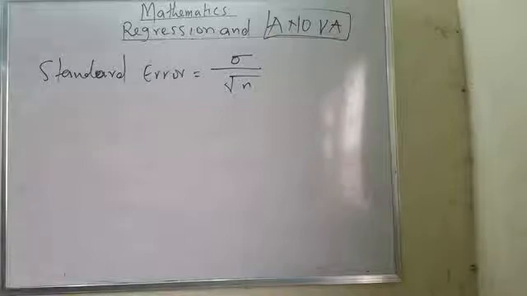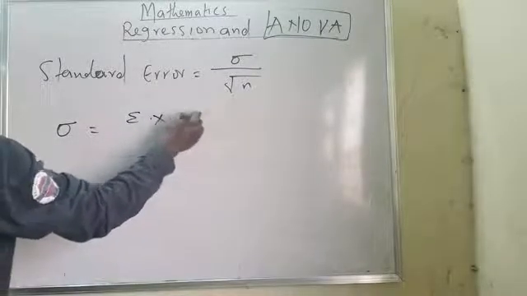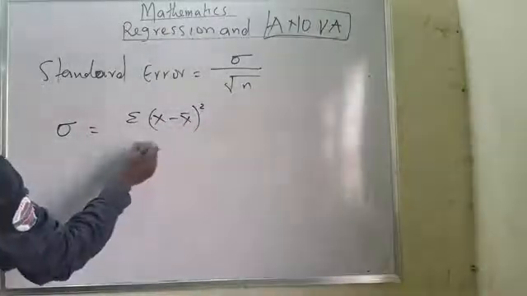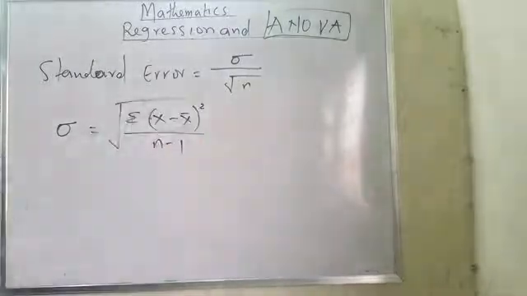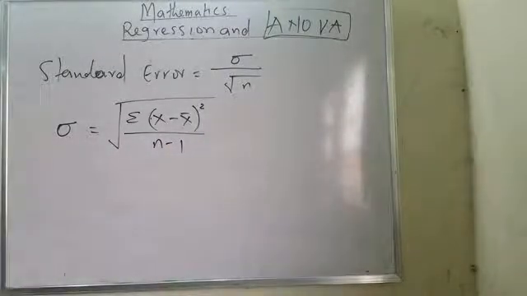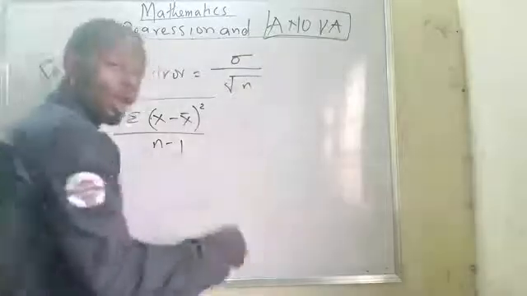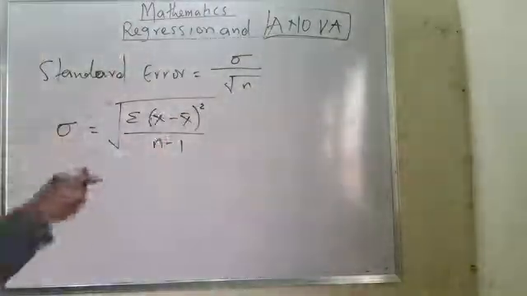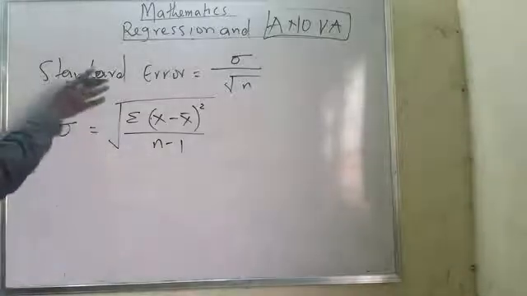Now, how do I get my standard deviation? It will be equal to the root of the summation of (x minus x bar) squared, divided by n minus 1. Please take note of this. It's very important. In my next video, I will put an example to illustrate this part. Now, once you have that, you have your standard error.